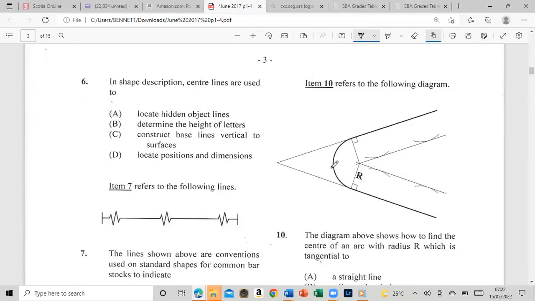Number 6 says, in the shape description, center lines are used to, is it A, locate hidden object line, B, determine the height of the letters, C, construct baselines vertical to the surfaces, or D, locate positions and dimension. And that will be locate position and dimension. Let's move on to number 7.